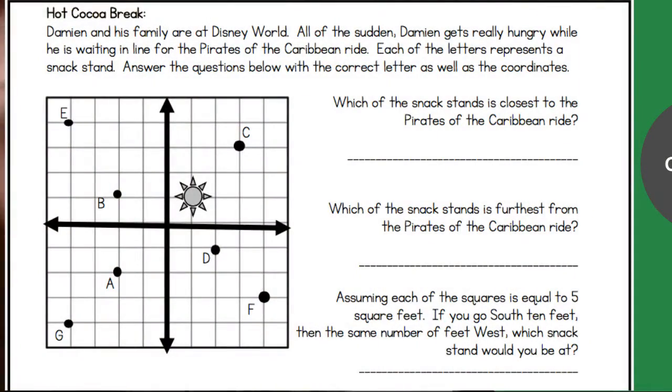So I want to see how many lines I have to go across to get to B. So that would be 1, 2, 3 for B. So I'm going to write that down. B equals 3.